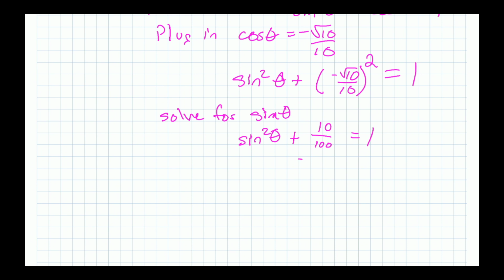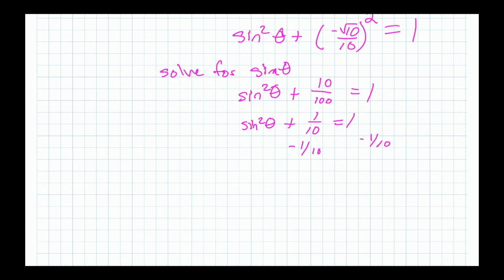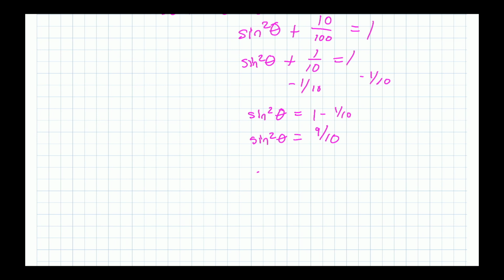Subtract this. So let me actually rewrite it. So 10 over 100 is 1/10. Then subtract 1/10 from both sides. So you get sine squared theta is, well, on the left side it cancels. On the right you get 1 minus 1/10. So sine squared theta is 9 over 10. So now you have to take the square root, right? This is sine squared, right? Remember, sine squared theta just means sine theta squared. It's just written a little bit weird.